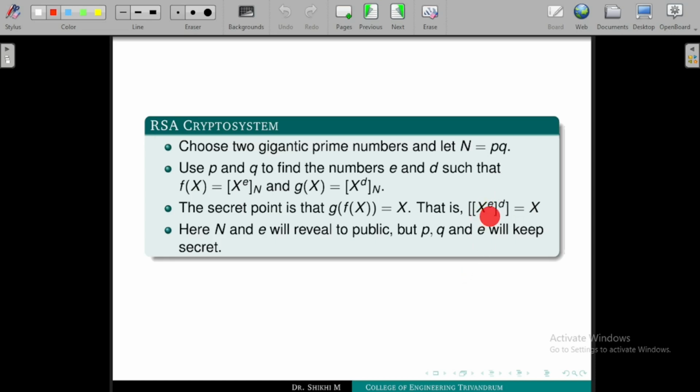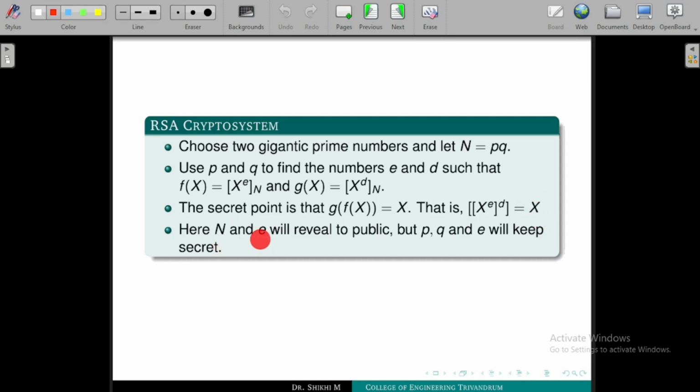That is, we are finding x raised to e, then we divide the number by n and find the remainder. Then we take it to the power d, again divide by n and find the remainder. Then the answer becomes x. So the encoding part is, the encoder will find x to the power e and find the remainder when divided by n. That is sent to the receiver, and he will find the dth power of what he received and find the remainder when divided by n. That becomes the actual message.